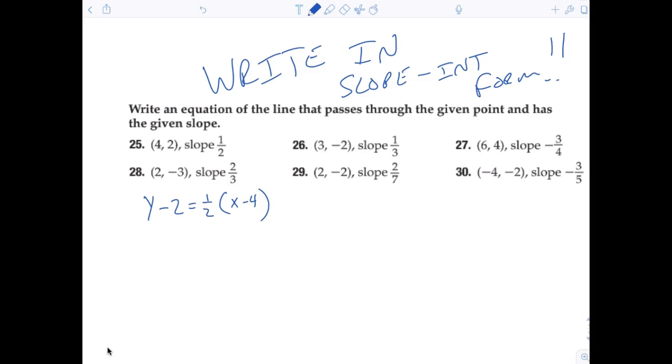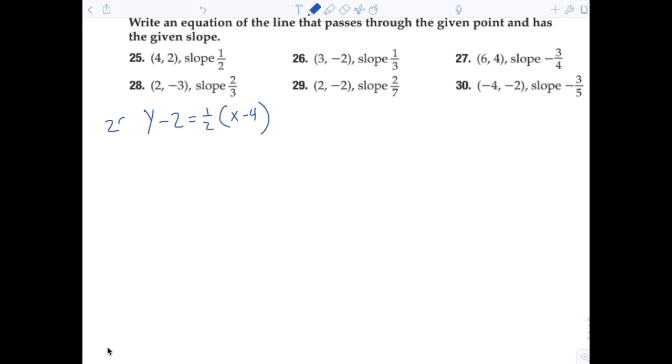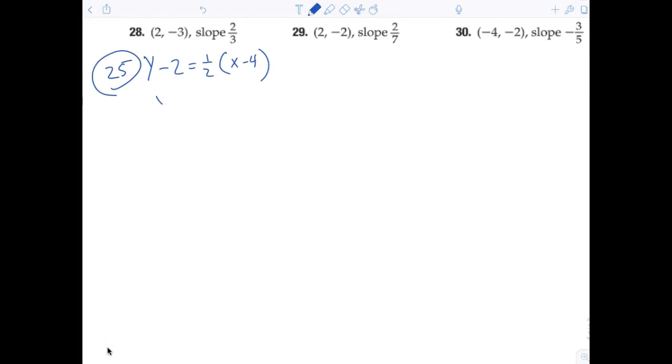So what does that mean? Look how simple. Question number 25 is, I want to distribute the 1/2. So y minus 2 equals 1/2 x minus 2. Anybody have any questions so far? Now I need to do what to both sides? Add 2 to both sides. So I end up with y equals what? 1/2 x. All right, that's the correct answer for 25.